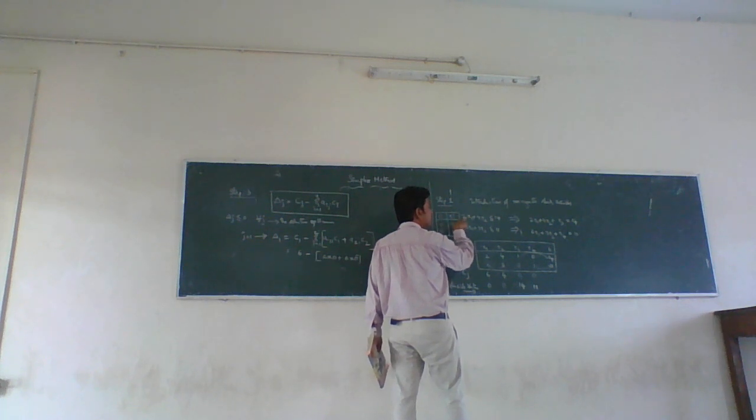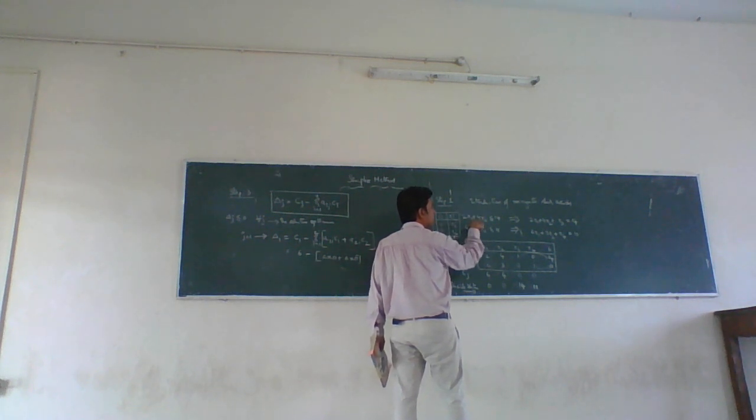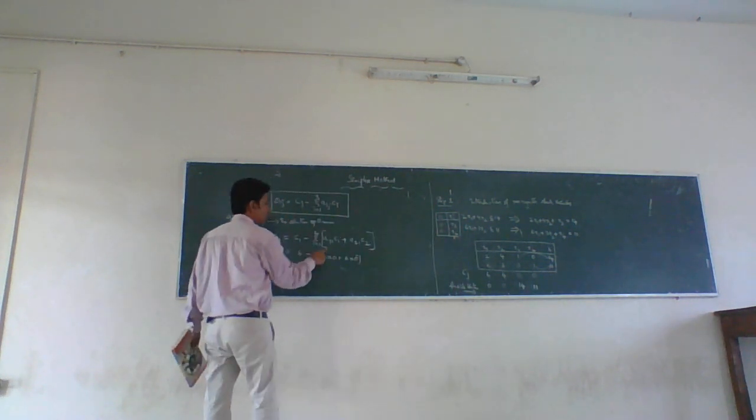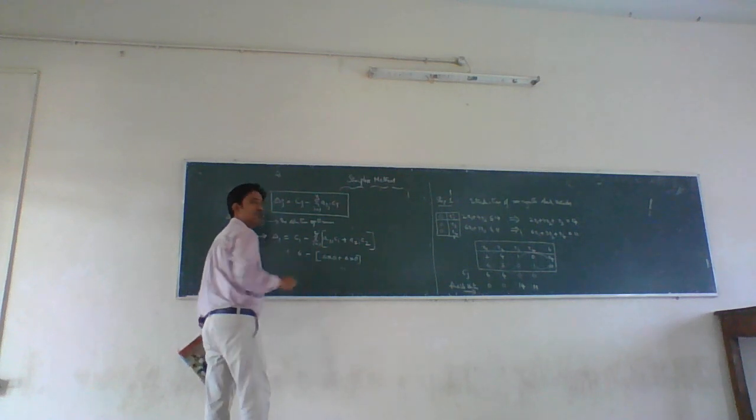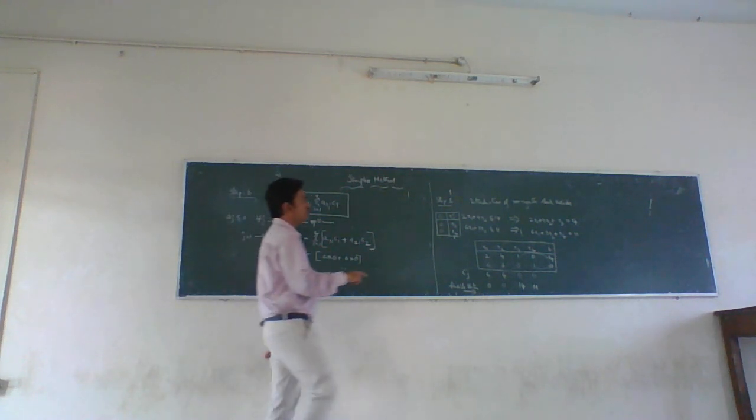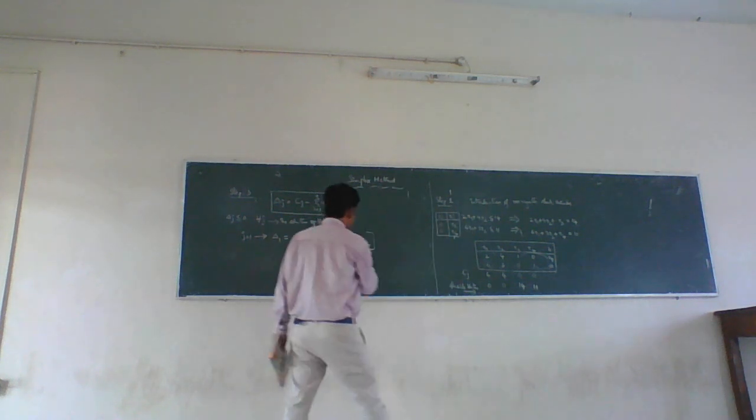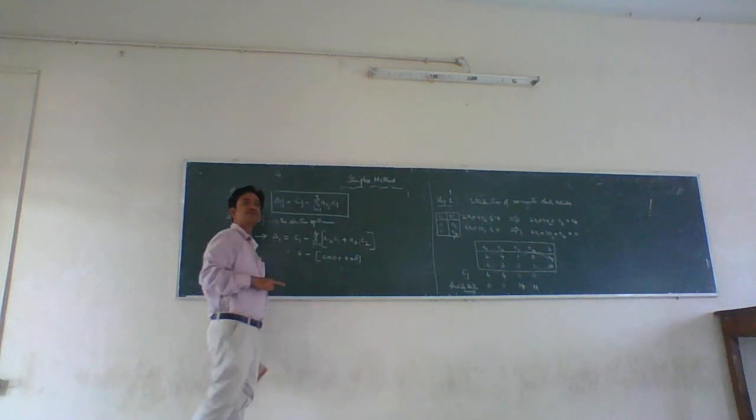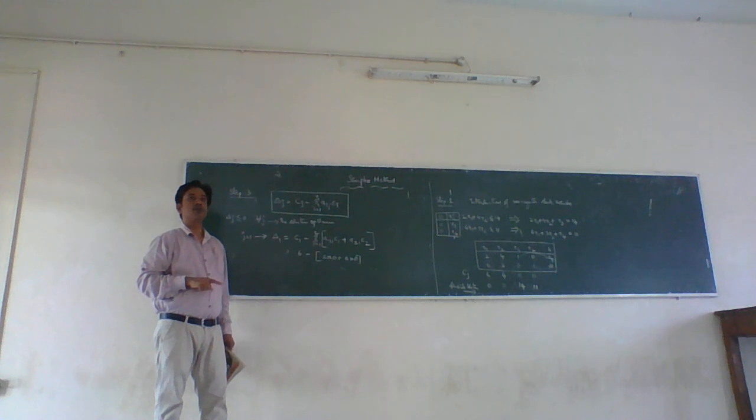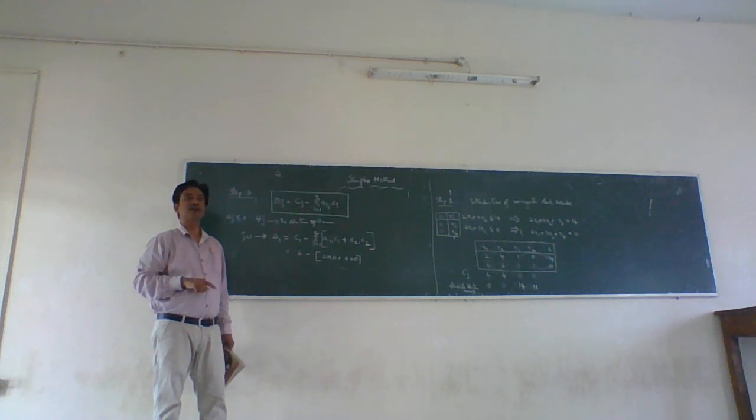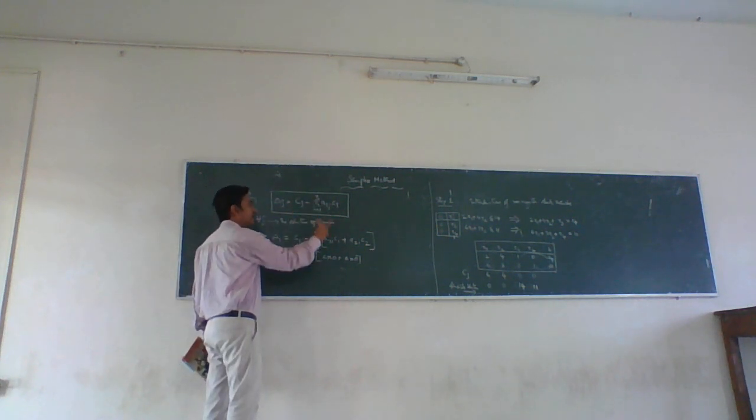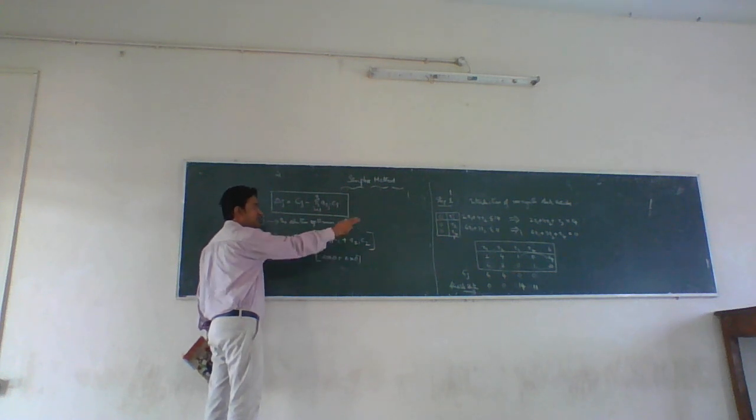A11, first row, first column. First row, second column. Second row, first column. Second row, second column. Is it okay? First row, first one. Second row, first one. Is it fine? So first I have elaborated, then I have used the coefficients.